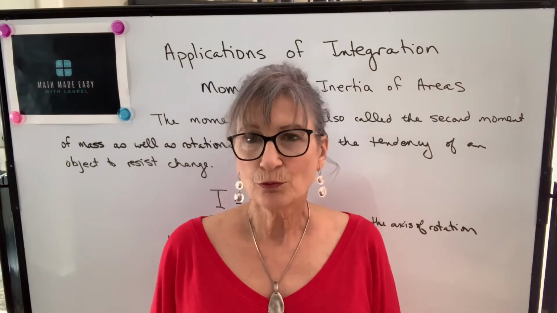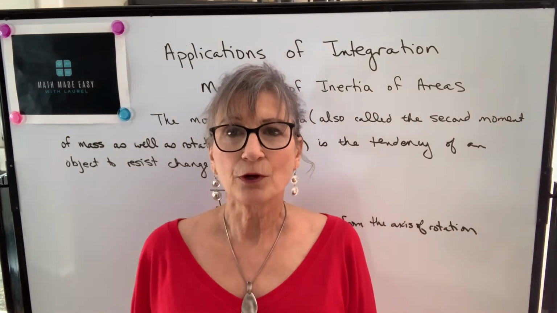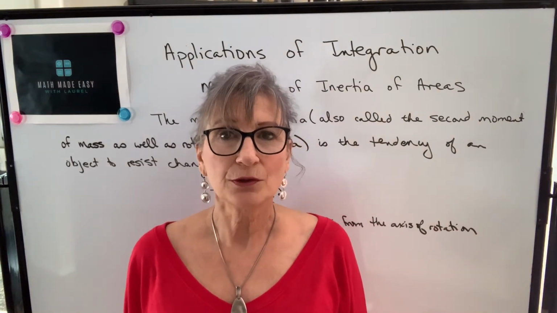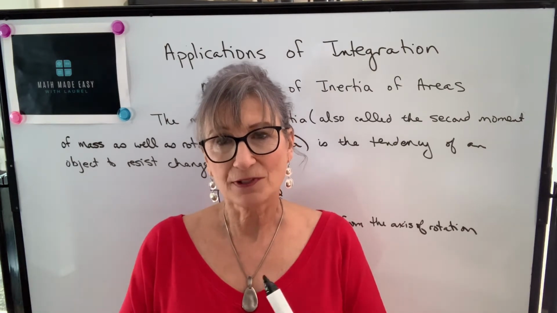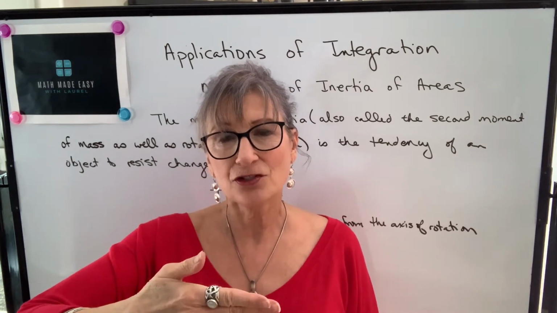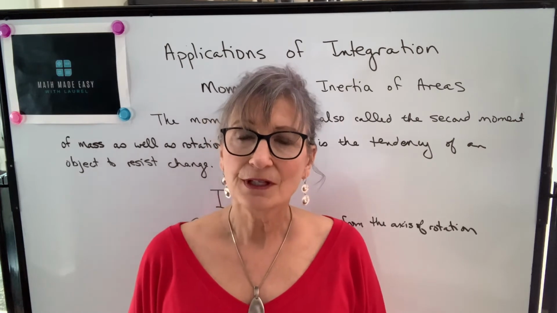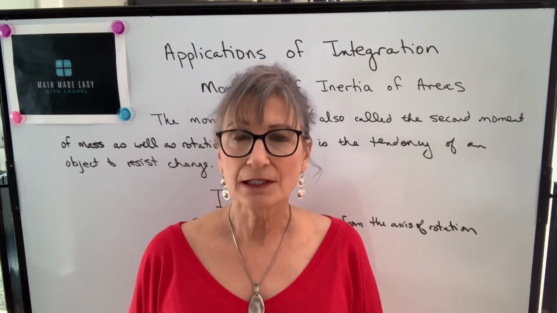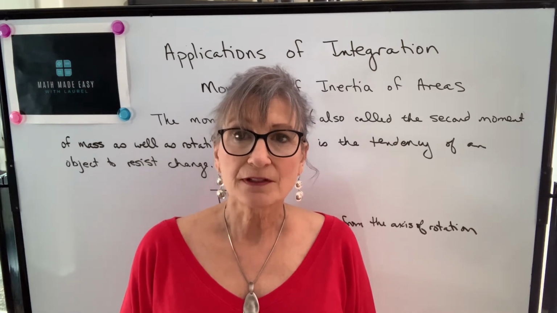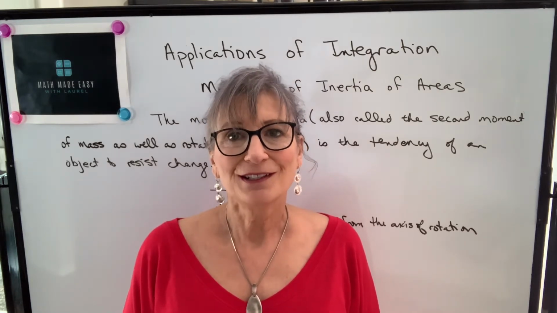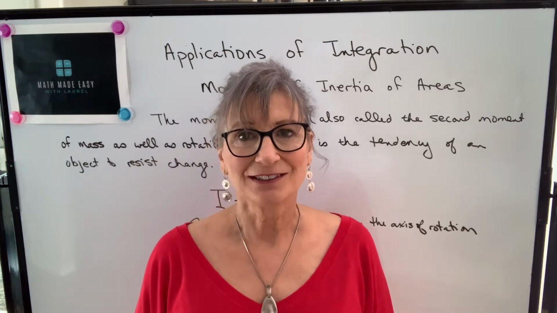When you're dealing with regular objects, there are a number of formulas already available that you can look up. So you could look up the rectangular solid if it was laying flat or if it was laying on edge and compare the moments of inertia for the two objects. But when you're finding the moment of inertia of an area that's an irregular shape, then we need integration. So let's take a look.